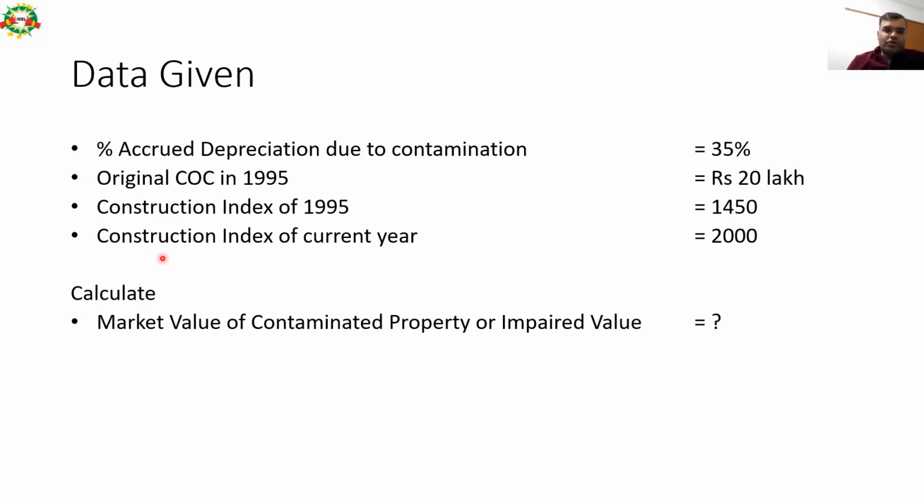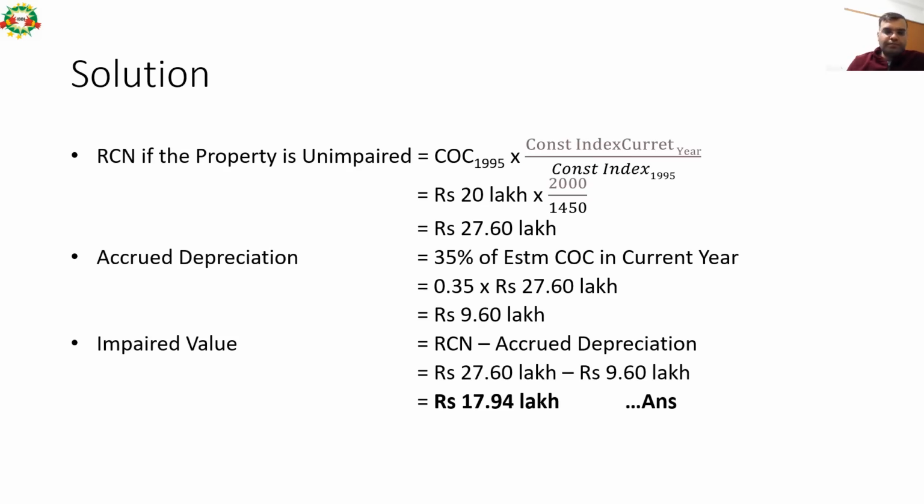So the data given in this question: the percentage accrued depreciation due to contamination is given in the question itself, which is equal to 35%. The original cost of construction in 1995 was 20 lakh rupees, the construction index of 1995 was 1450, and the construction index of the current year given in the question is 2000. So we have to calculate the market value of the contaminated property, which is also called impaired value.